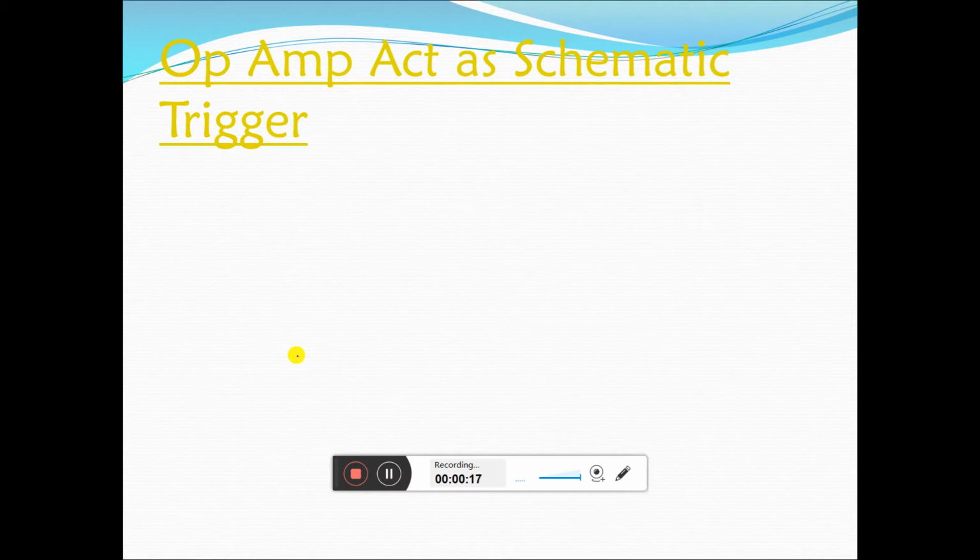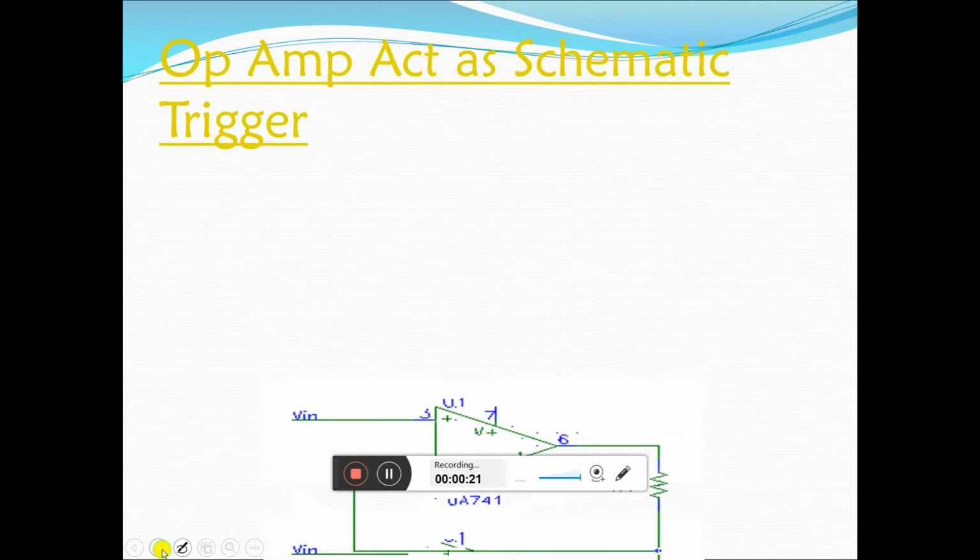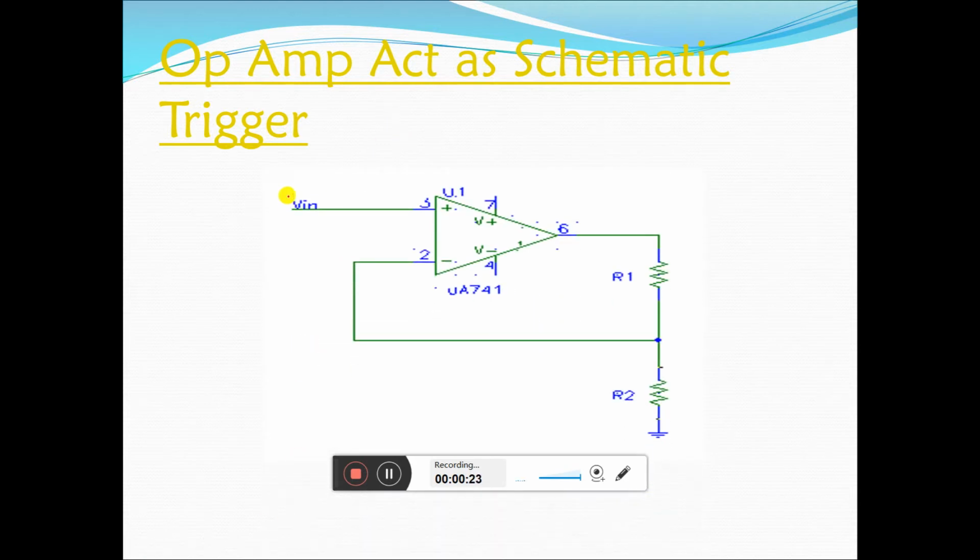So let us see the circuit diagram of the first one, the op-amp acting as a Schmitt trigger. This is the circuit diagram. Here the input voltage is connected, and feedback is connected through this potential divider arrangement to the non-inverting terminal. The inverting terminal is connected to the input. In this case we want to learn the upper trip point and lower trip point. So let us see.